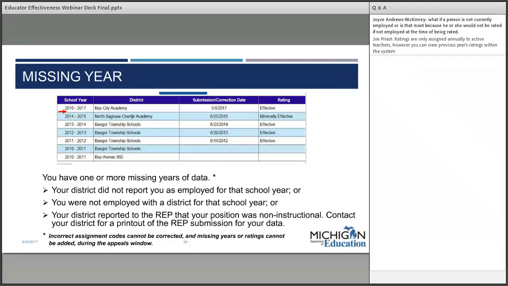On this slide, you have a year of missing ratings, and that can be for a number of reasons. You may have been employed with a school, but they did not report to you as being employed there. Maybe you were not employed by a school district that year, or you may not have been listed in an instructional role based on your assignment code. You may also not see a year of ratings because incorrect identifying information was entered for you, such as your PIC might have been incorrect.